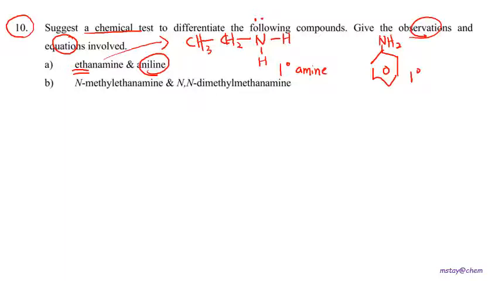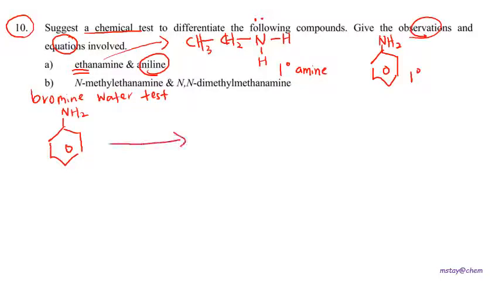Okay, so for this one, I think we will use the identification test for the aniline, which will use bromine water. So the name of the test can be mentioned as the bromine water test. So we write down the benzene ring bonded to NH2, and then bromine, H2O, giving 2,4,6-tribromoaniline, together with HBr.